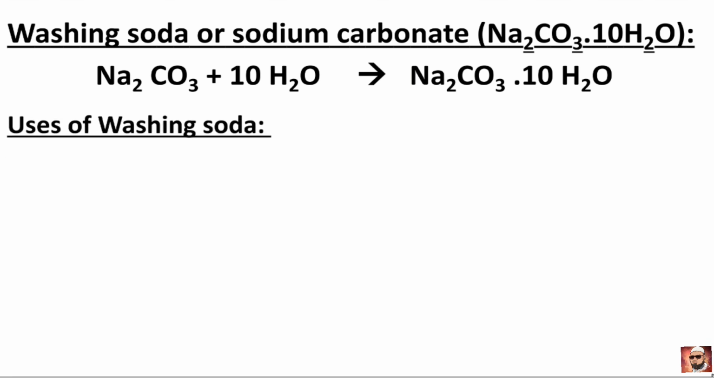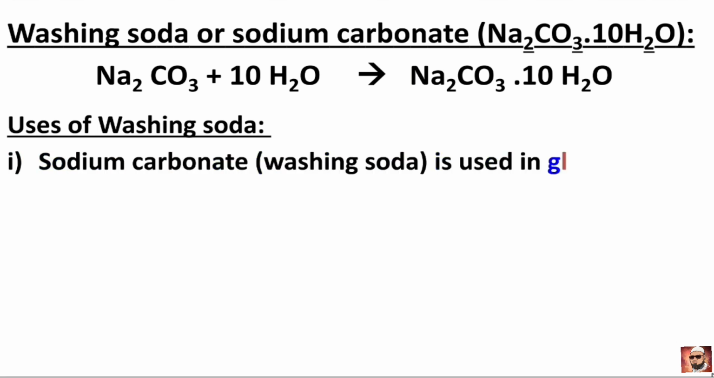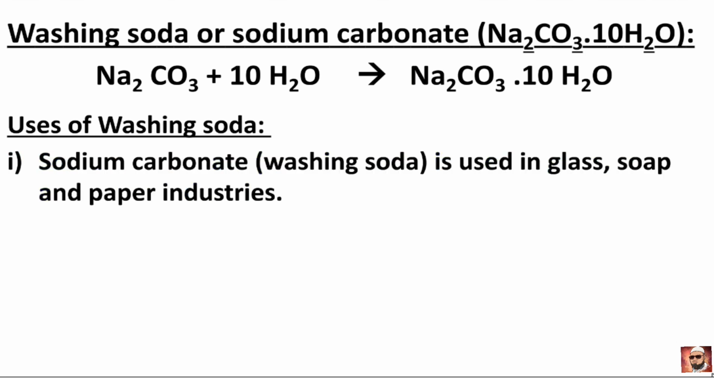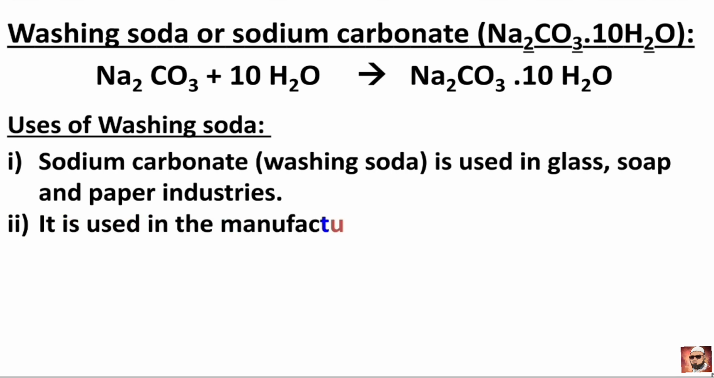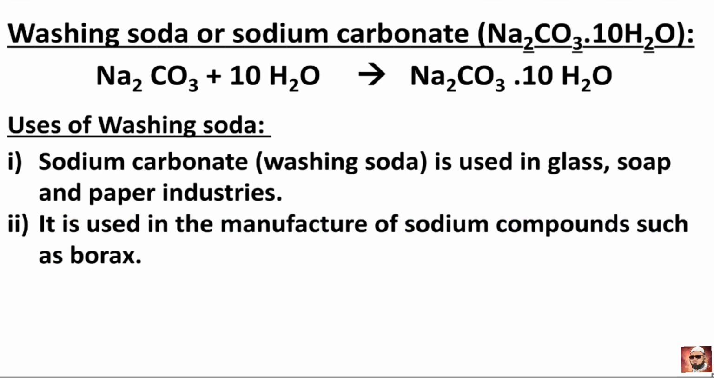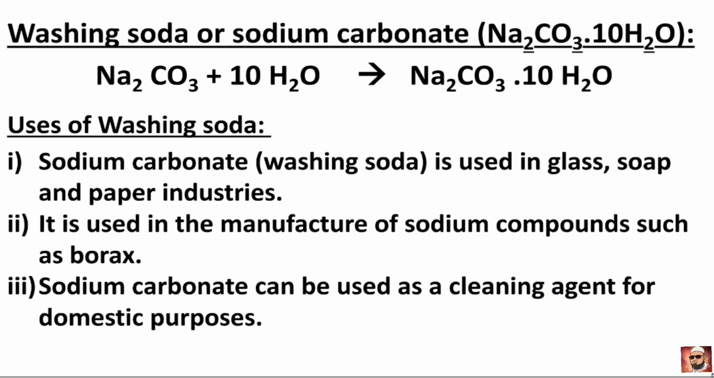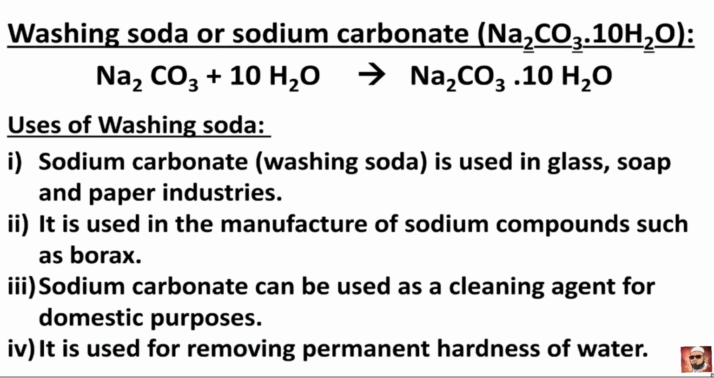Uses of washing soda. Washing soda is used in glass, soap and paper industries. It is used in manufacturing of sodium compounds such as borax. It is used as a cleaning agent for domestic purposes. And it is also used for removing permanent hardness of water.